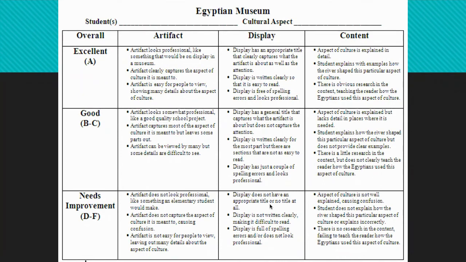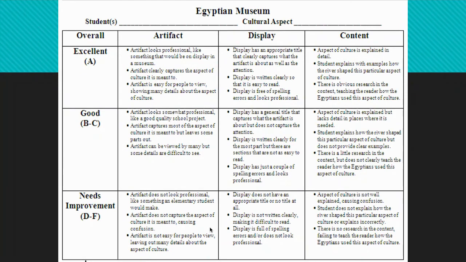And so what a student can do is, as they're working, they can say, okay, if I want to get this excellent, I have to make sure that my artifact clearly captures the aspect of culture it was meant to. If it covers most of the aspect, but leaves some out, I need to have some room for improvement, and so on and so forth. So this also helps students determine for themselves how to refine their work.